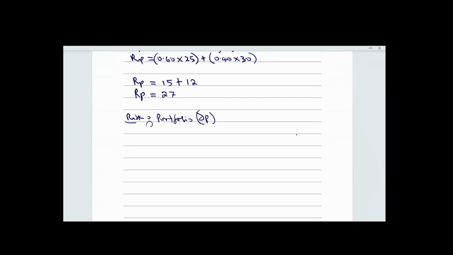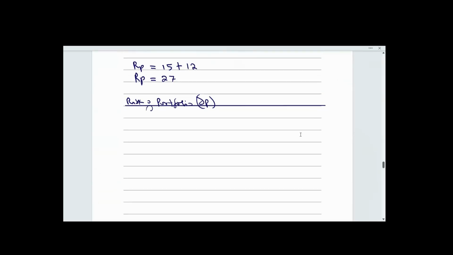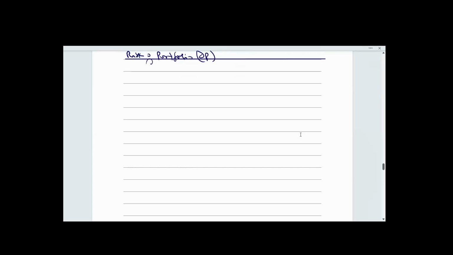So again, I can decide to use the formula, or I use the tabular method. Whichever method I use, I will get the same answer. So we are going to demonstrate the two. Let's calculate the risk of the portfolio using the formula first.